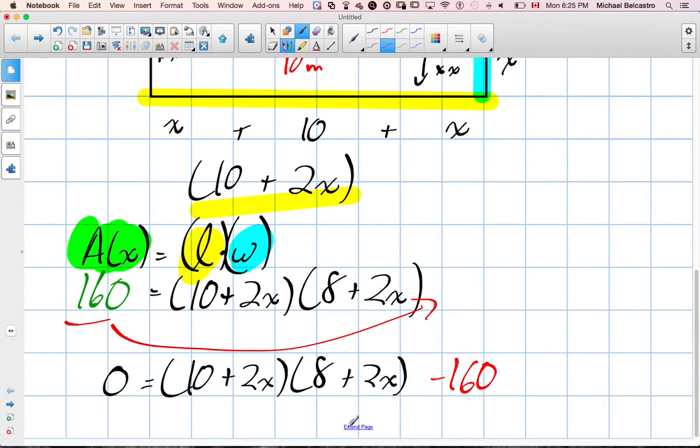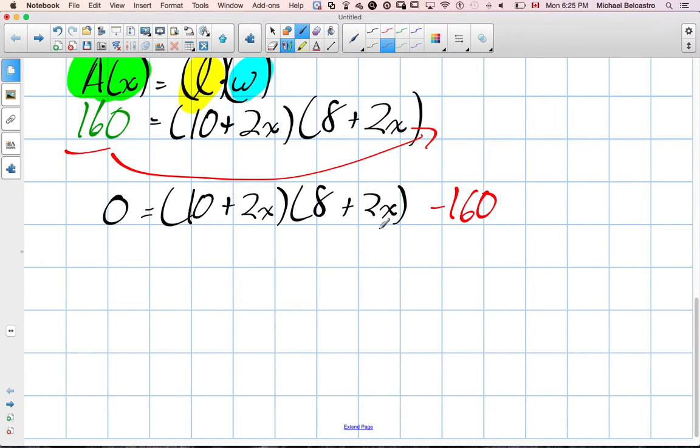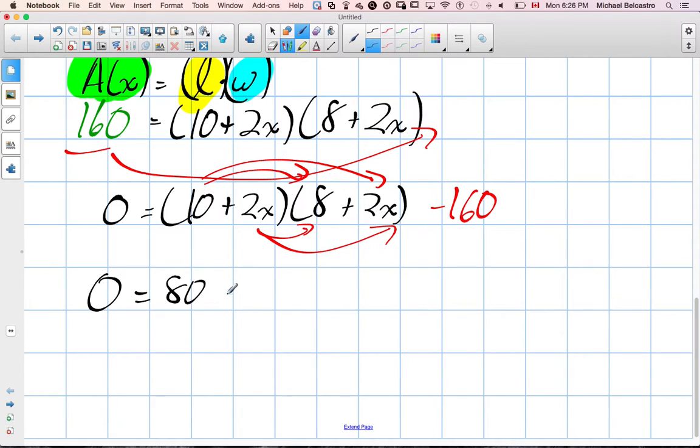Now we're going to expand and simplify. We'll put it into standard form, and then we're going to factor to find out what our x values are. You have to remember FOIL or the rainbow method, whatever your teachers call it. You do the first terms by the first terms, and the second terms by the first and second terms of the other one. So, are you okay with what that is, FOIL? Okay, so 10 times 8 is going to give us 80. 10 times 2x is going to give us 20x. 2x times 8 is going to give us 16x. And 2x times 2x is going to give us 4x squared. And all of this is still subtract 160.